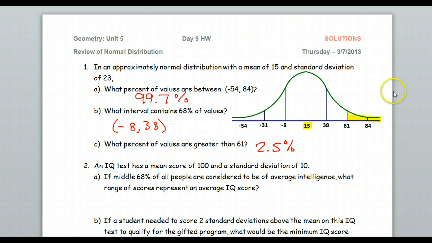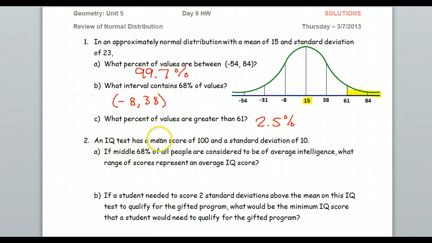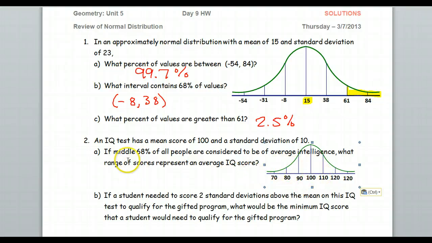Now problem number 2. An IQ test has a mean score of 100 and a standard deviation of 10, and then we have some questions. So we need another one of these little graphs, just like this. Look here, I made a little baby one. Isn't it cute?